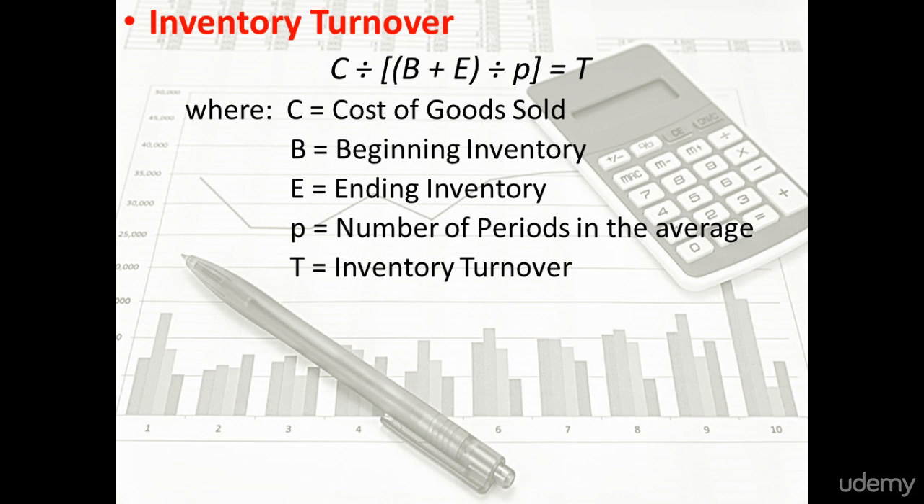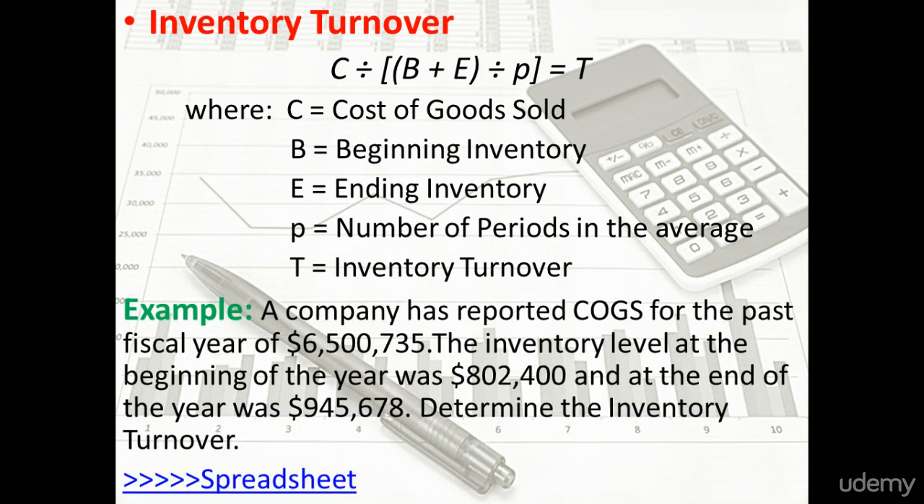And here is the formula: cost of goods sold divided by the beginning inventory added to the ending inventory divided by the number of periods in the average. Here is the example. A company has reported cost of goods sold for the past fiscal year of $6,500,735. The inventory level at the beginning of the year was $802,400 and at the end of the year was $945,678. Determine the inventory turnover.